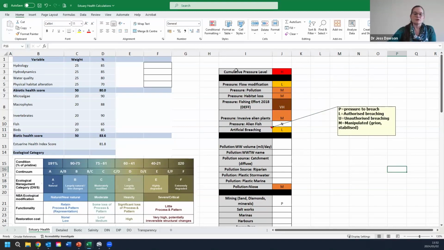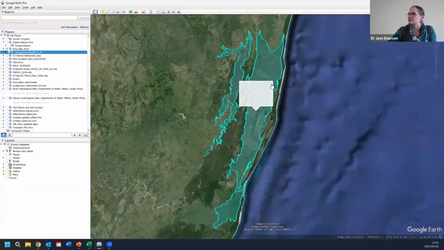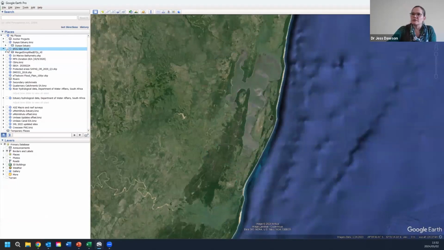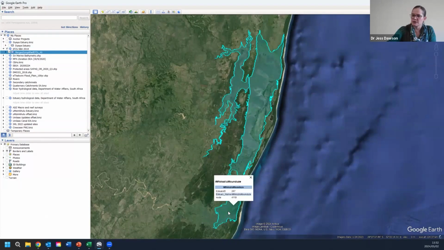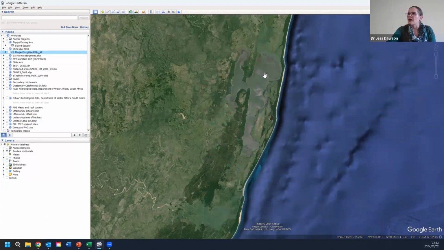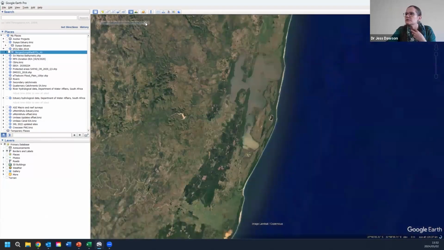Okay, so the cumulative pressure, maybe let's have a look first at the actual system. Let's switch off here. So don't forget that this one here is the Umfolozi, so we're not looking as far as this one. We only want to look at the St. Lucia estuary.